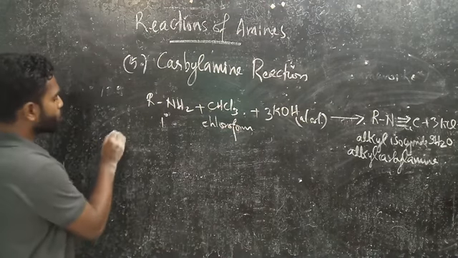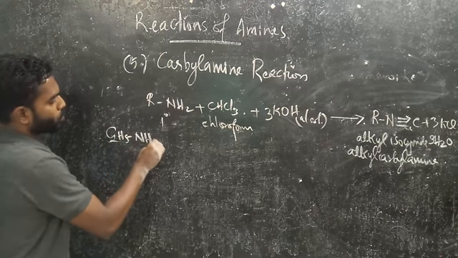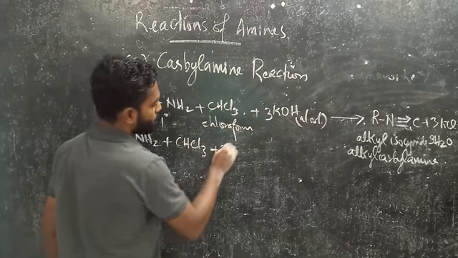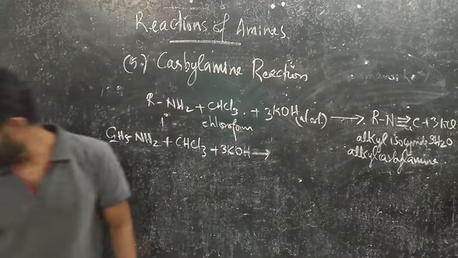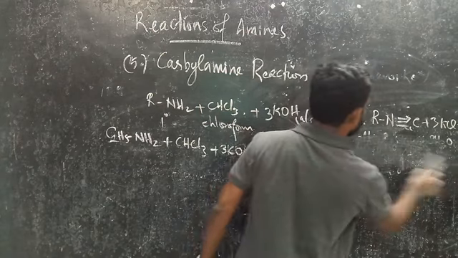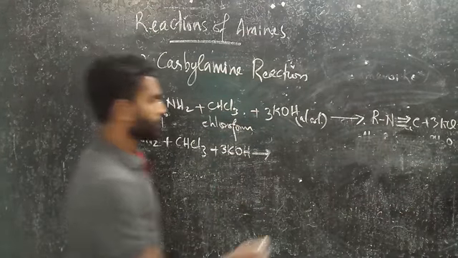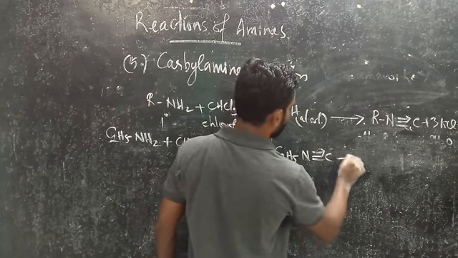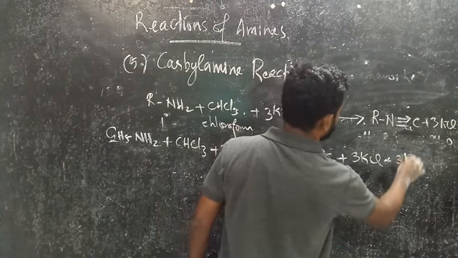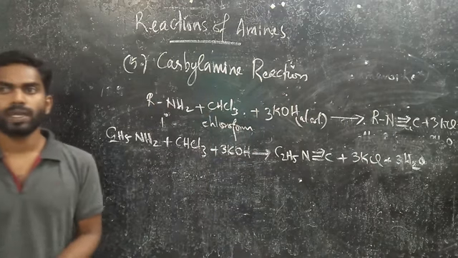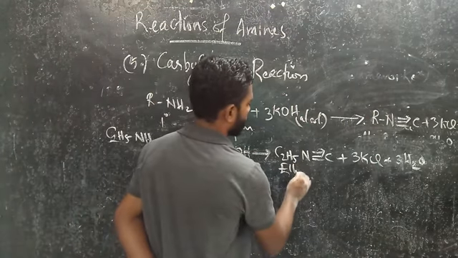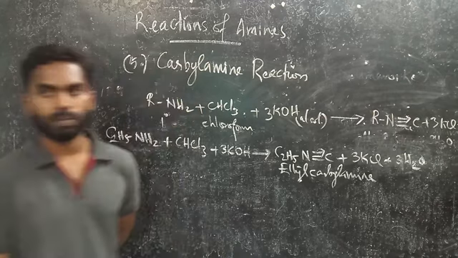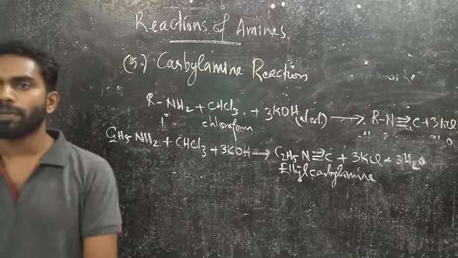This is a specific example: C2H5NH2 plus CHCl3 plus 3KOH yield C2H5NC plus 3KCl plus 3H2O. This is ethyl carbylamine. This reaction is known as the carbylamine reaction.